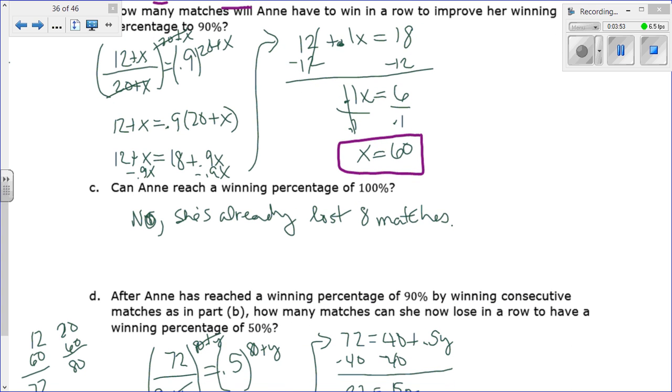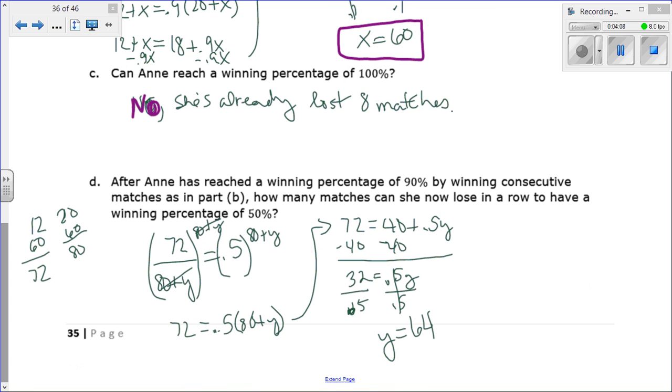For part C, can Anne reach a winning percentage of 100%? No, she can't, because she's already lost 8 matches. So there is no way Anne will ever be at 100% winning, no matter how many games they ever play. She can get close if she won all the rest of the games they ever played, but she will never be 100%.